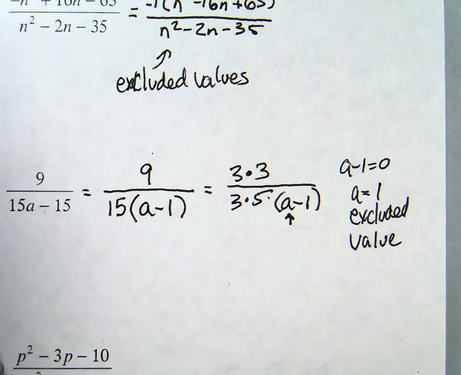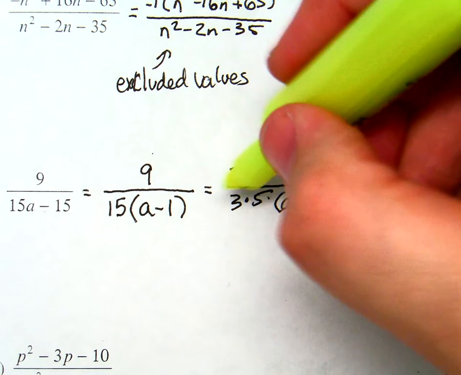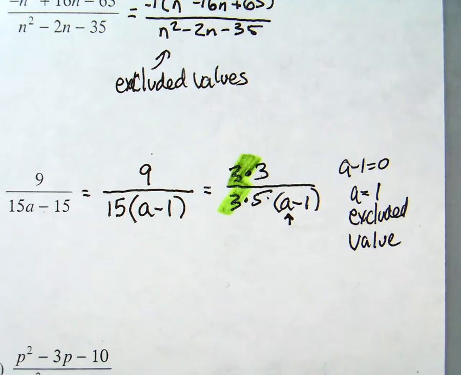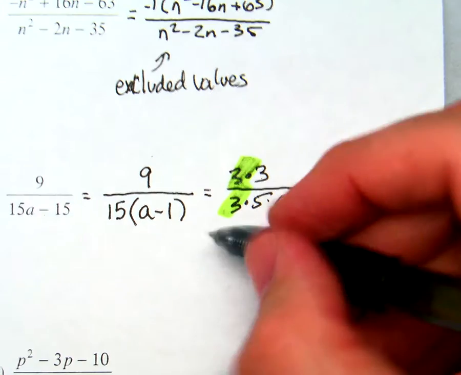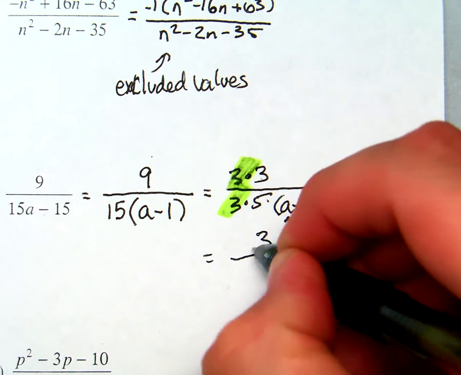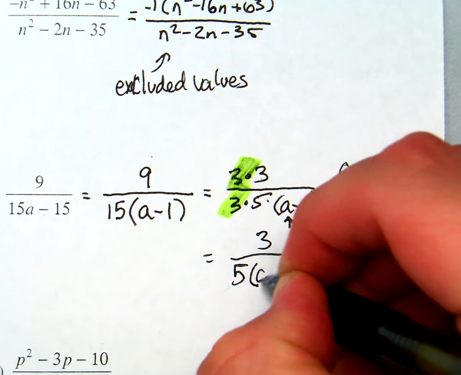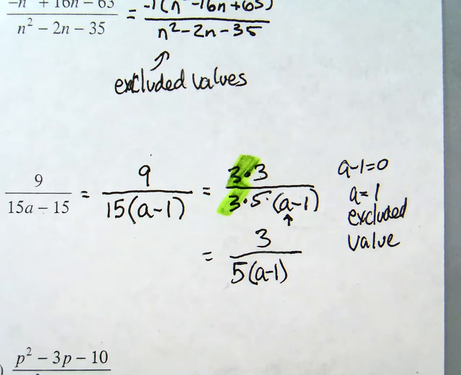Now, what can I divide out? I can divide out that 3 and that 3. What's left over? 3 over 5. And then the a minus 1 is still there. So I got an excluded value, and I was able to simplify the expression down.